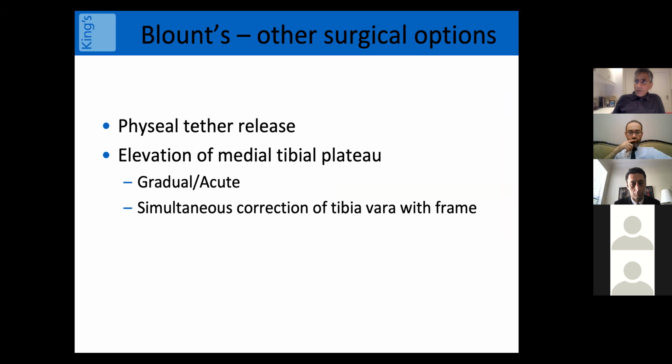There's some talk about physeal tether release. I haven't done one for Blount's, but the literature is not that encouraging. And there are other options like elevating the medial tibial plateau, to reverse the permanent changes you see in some Blount's. I've done probably 3 at the most, and I try to catch them early in our practice.